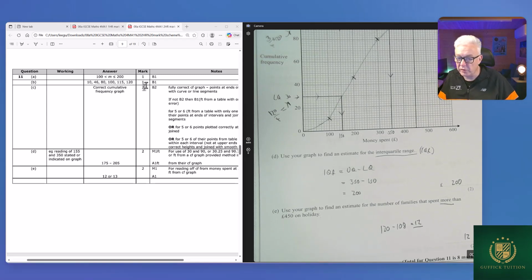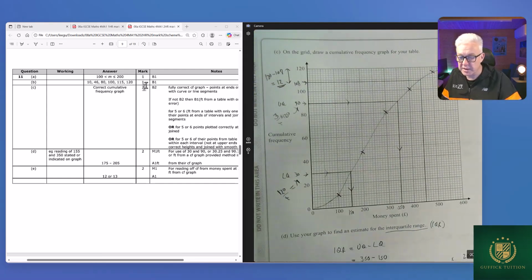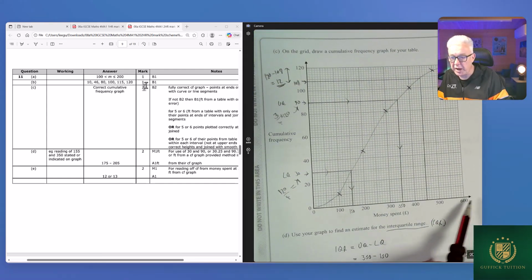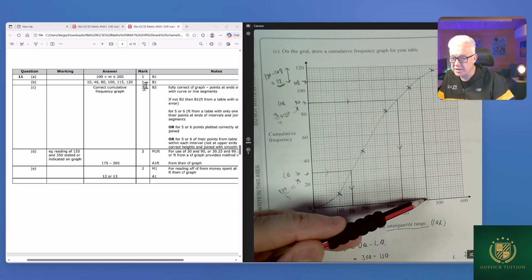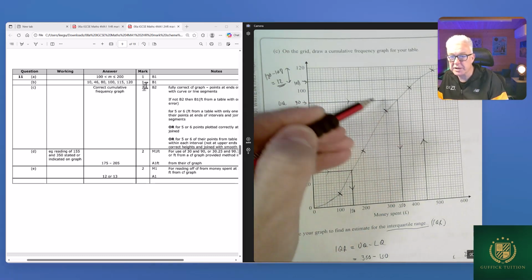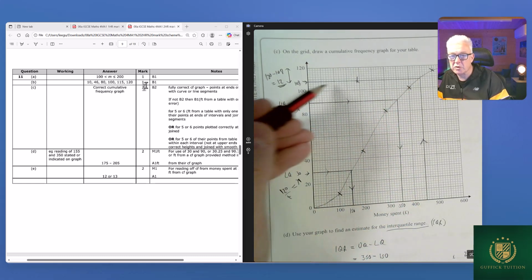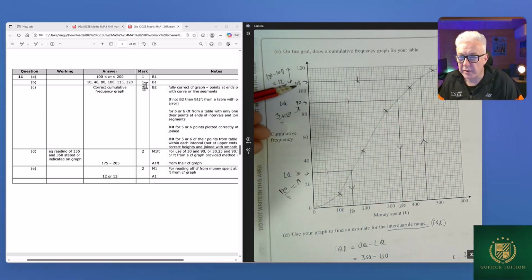Then part E, it says, use your graph to find an estimate for the number of families who have spent more than £450 on holiday. So let's have a look at that. So here's the amount that families spend on holiday. We've got 450 here, so we're going to go up. So I should put an arrow here to show that we're reading up this time. So we're going up till we hit the graph and we go across here. And we get to the value 108.